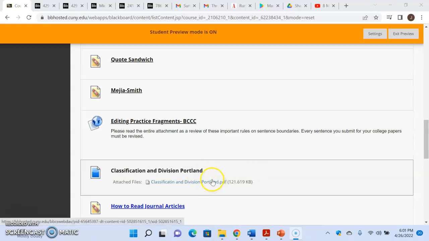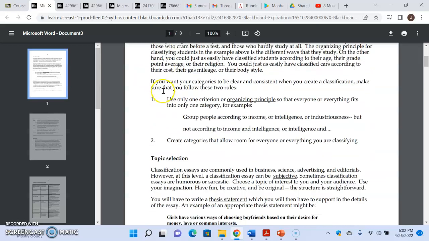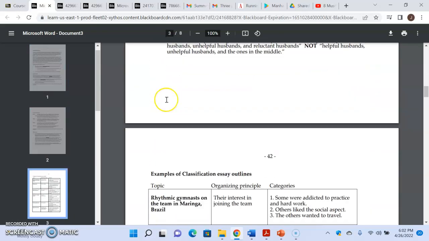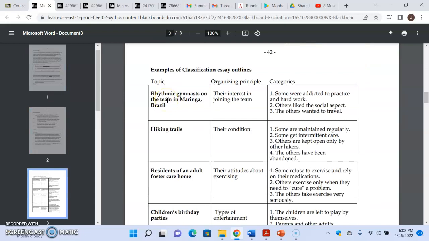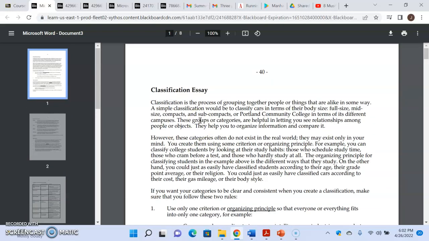So the first thing I'm going to call your attention to is this quick handout about a classification essay. And it explains why you write a classification and division essay. Not only for my class or English department classes, but in general for college, you will come across some complex issues that can't be simply defined and explained to people with just a definition, right?